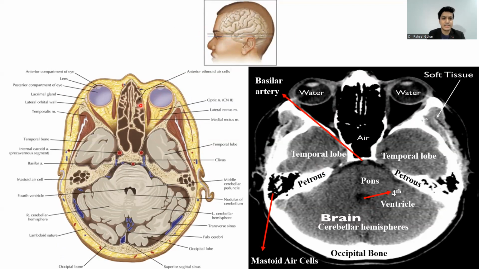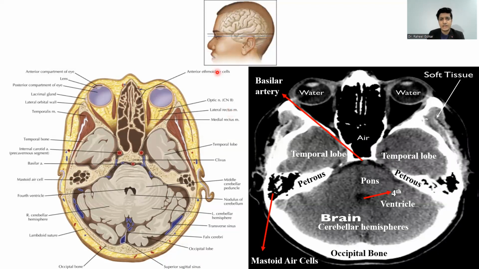Again you can see the eyes, the ethmoidal air sinus, and this is the sphenoid bone, this is the petrous bone, this is the mastoid air cells, and these are two temporal lobes. Again this is the pons, this is the cerebellum, and this is the fourth ventricle. You can see in this picture as well.